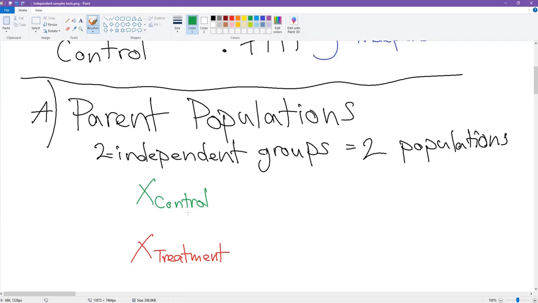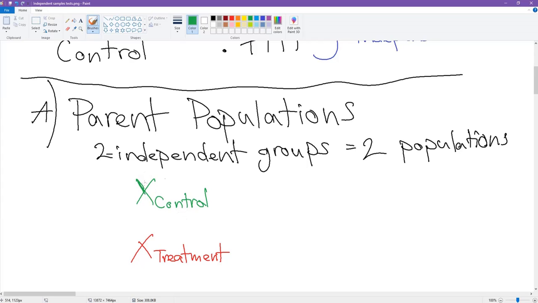How do we write this out? The way that we try to write out our parent populations is we try to tell people as much about these parent populations as we can. That could mean: how does it distribute? Do we know what the mean is? Do we know what the variance is? Depending on any other pieces of information you have, try to figure out how to communicate what these parent populations look like. The simplest way is to start with our control group. X control literally just means control scores.